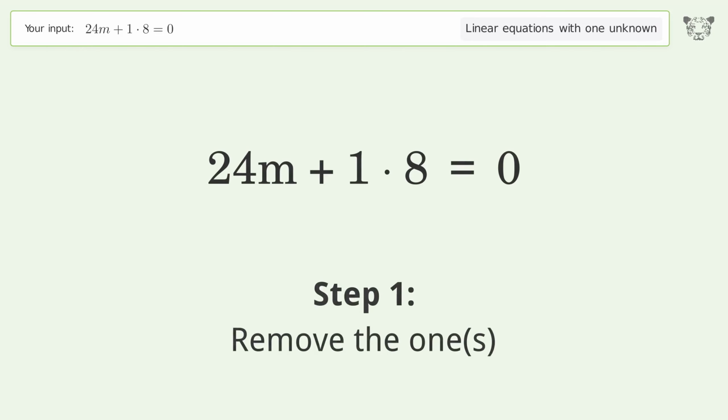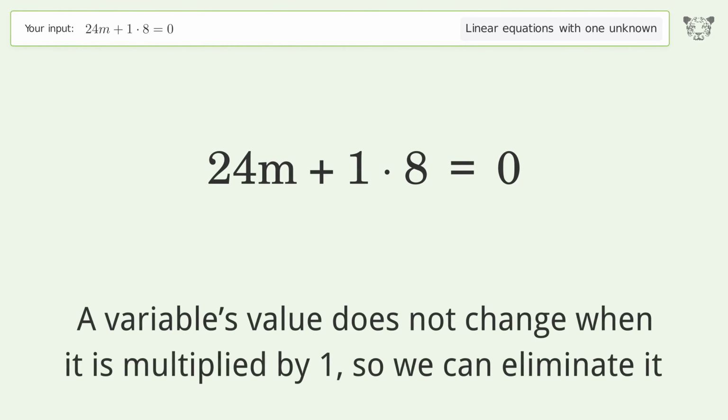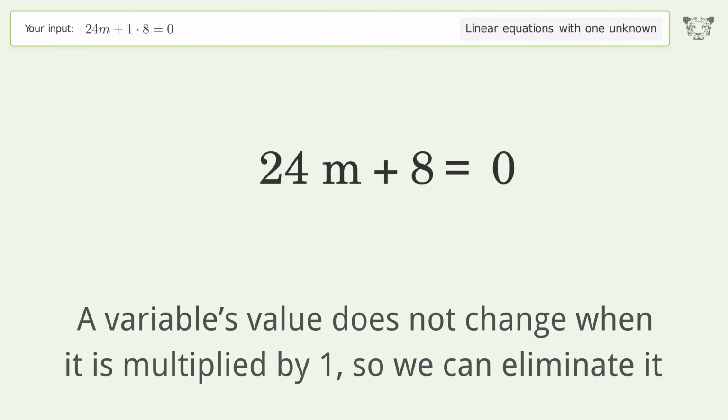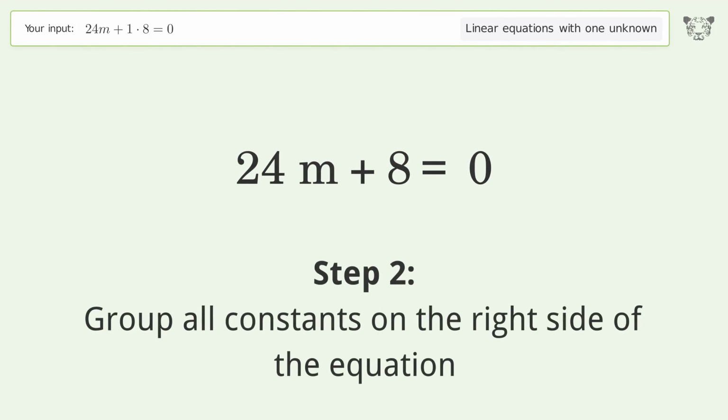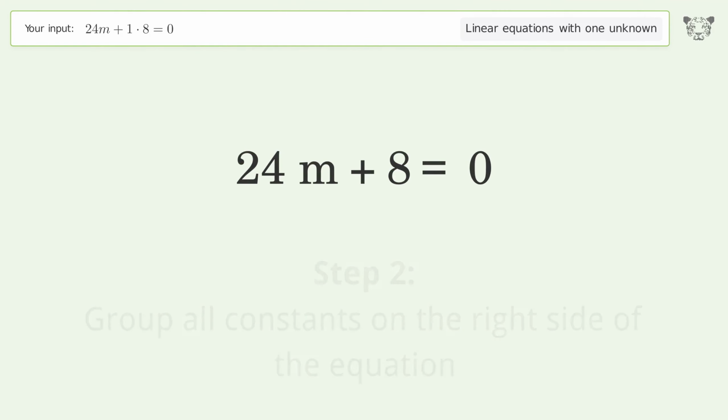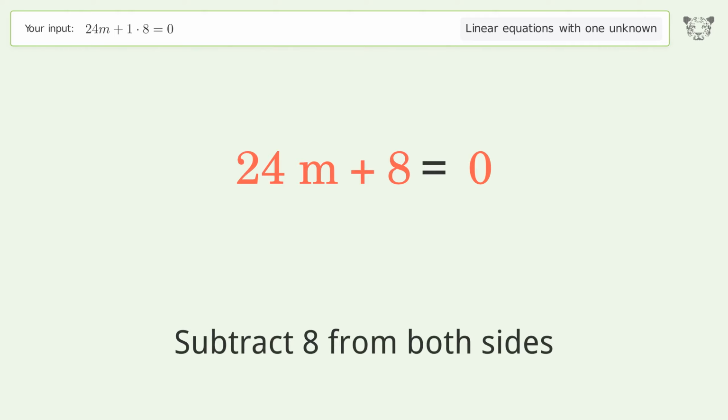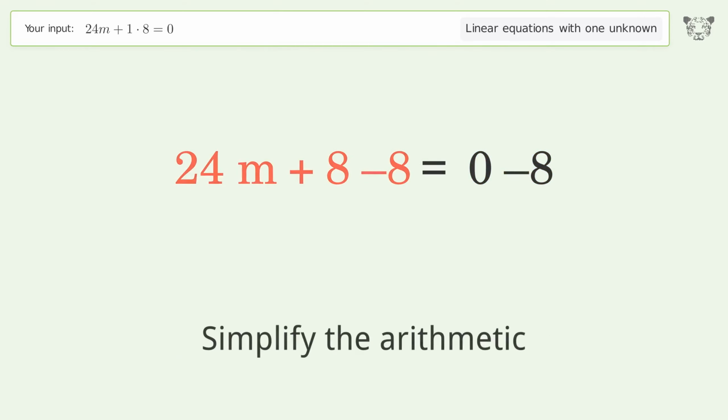Remove the ones. A variable's value does not change when it is multiplied by 1, so we can eliminate it. Group all constants on the right side of the equation. Subtract 8 from both sides. Simplify the arithmetic.